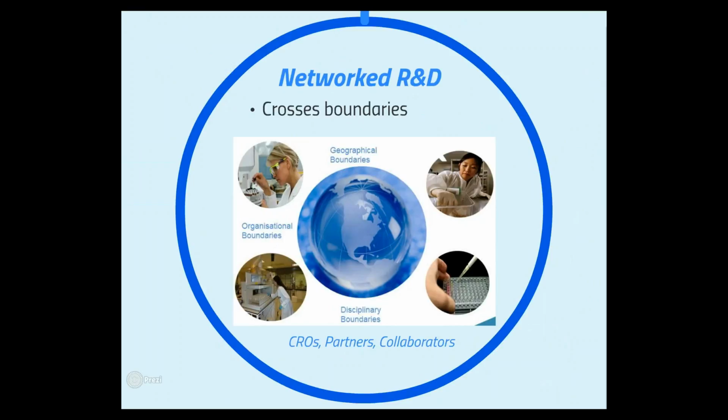The first one's around networked R&D models. Working with CROs, partners, collaborators, and other organizations means we've got to cross different boundaries. So there are obviously geographic boundaries. We might have a contract research organization that's synthesizing compounds or generating biologics for us over in China or in India, whilst we're doing our biological testing perhaps in-house in North America or Europe. Or we might be using contract research organizations or academic partners for doing some of the testing work at various other locations in the world.